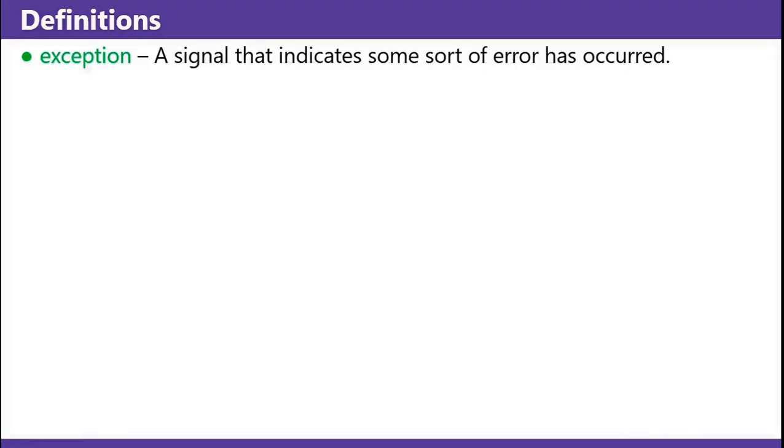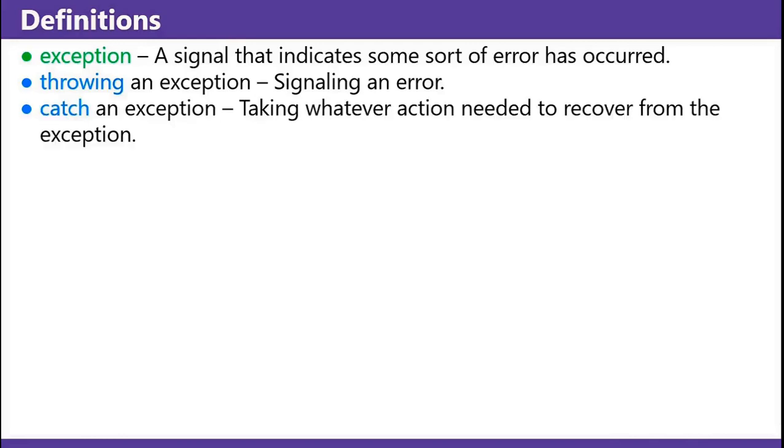Today you're going to learn about exceptions in JavaScript. An exception is a signal that indicates some sort of error has occurred. Throwing an exception is signaling an error. Catching an exception is taking whatever action is needed to recover from the exception.